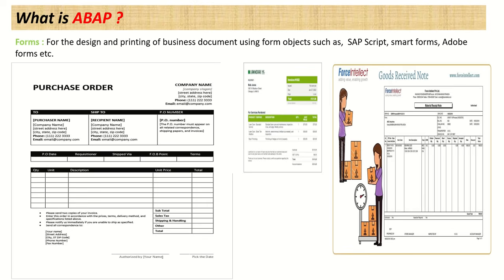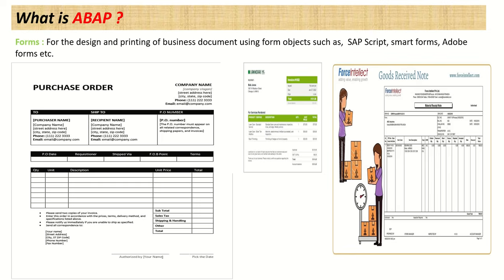The next object in the RICEFW is the forms. So what are the forms? Every company uses different kinds of printouts. Suppose you are giving a purchase order to a vendor, so you need a purchase order copy, right? Similarly for the invoice, suppose you are purchasing anything from Amazon, Flipkart, etc. We get an invoice copy.